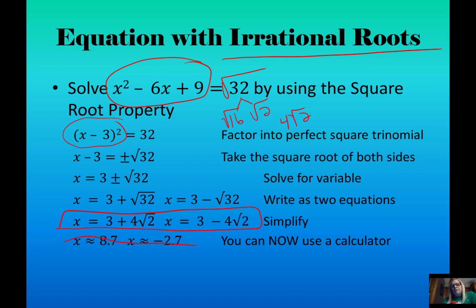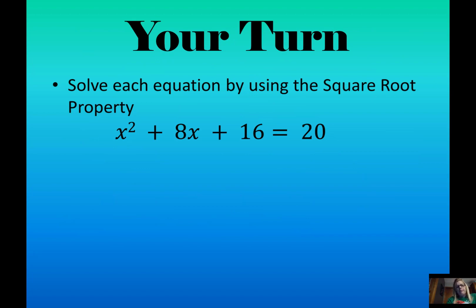I wouldn't do it. So let's try one together. First, I always check to see if it's a perfect trinomial. If it's not a perfect trinomial, we're going to have to do something completely different. So I would say plus 16, square root of it is 4. 4 times 2 is 8. Yes. So x plus 4 squared equals 20.